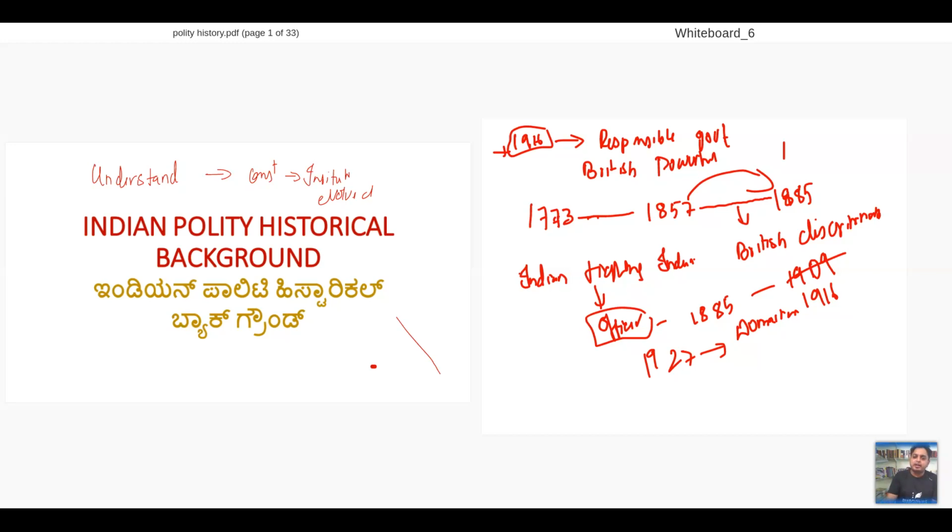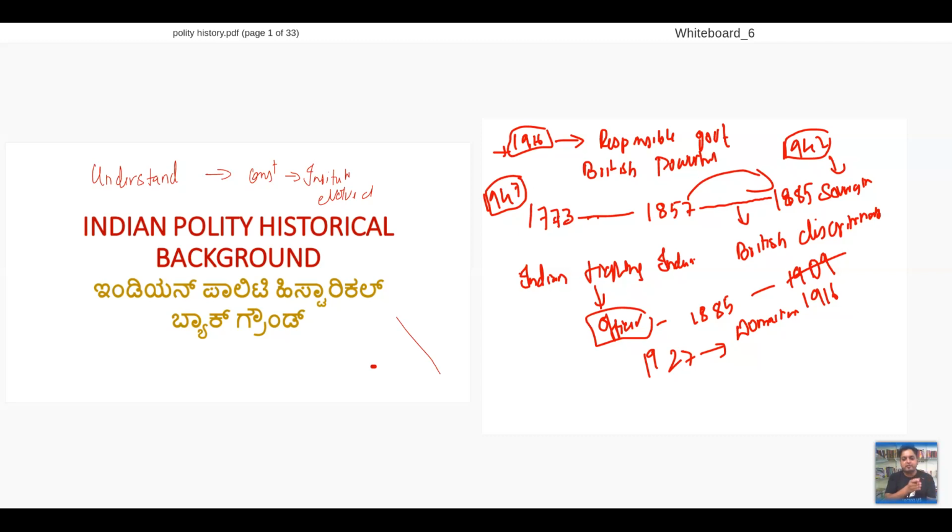But in 1942, when we started the Quit India movement, why did we start it? To have a sovereign government. My India, I will rule. Who are you to rule? That is called sovereignty, right? So after 1942, we will demand a sovereign government, and in 1947 we'll get a sovereign government of our own.